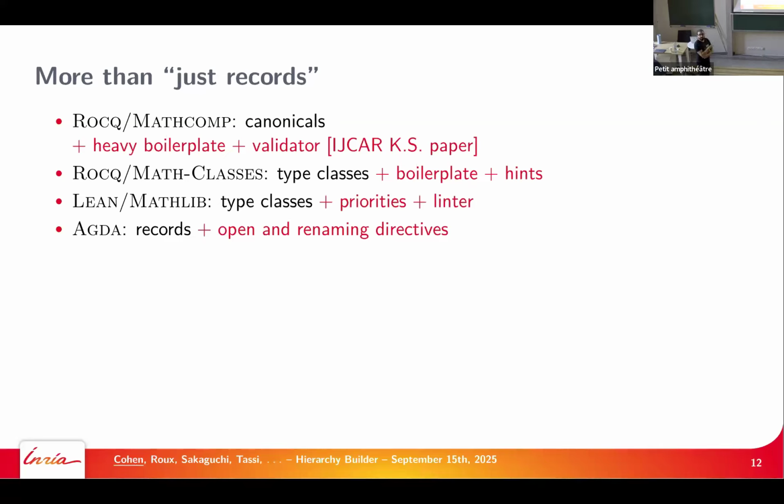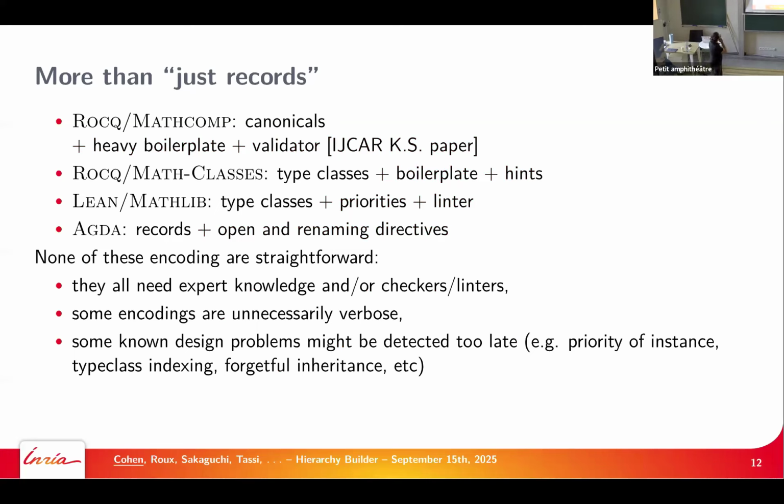And in Agda, you have directives to help you with juggling with various structures. So none of these are straightforward. You need expert knowledge of the checker or linter, and you need help from the linter or additional checkers. Some encodings, especially the one in MathComp version 1, were extremely verbose. I think the encoding was quadratic in the depth of the structure, which is really bad when you have to write it as a human being. So at some point, we gave up on it.